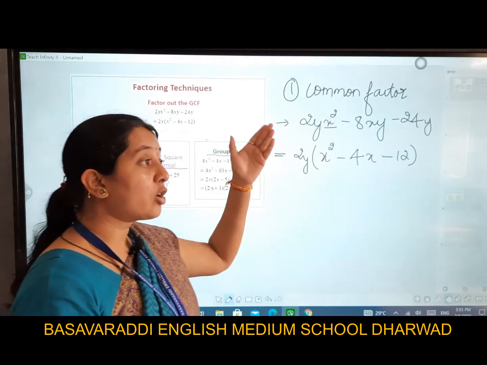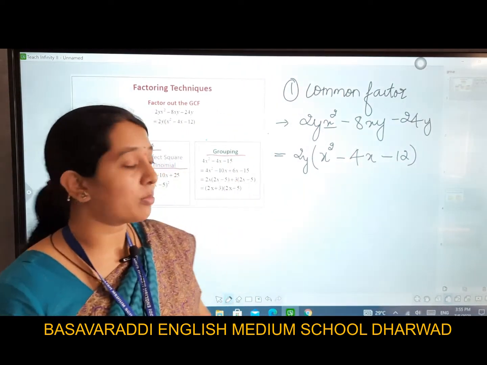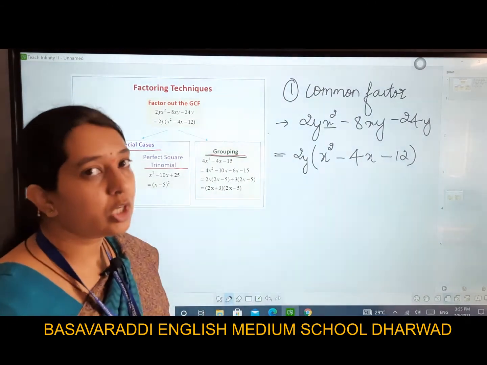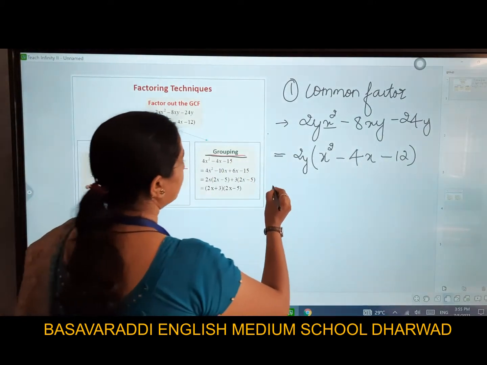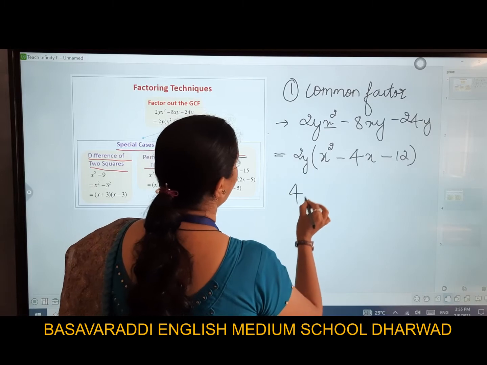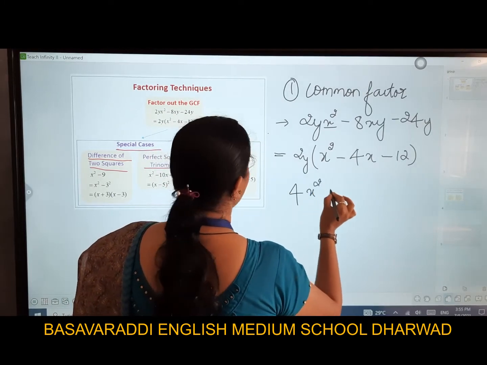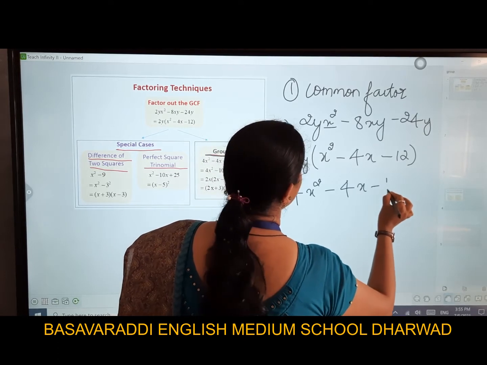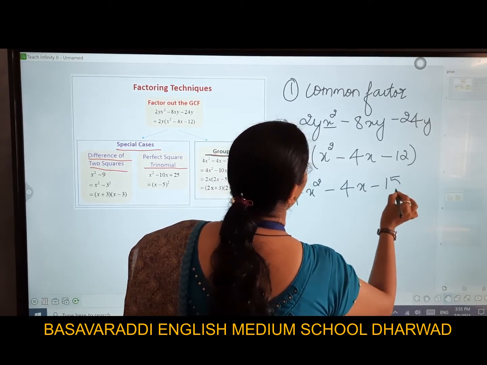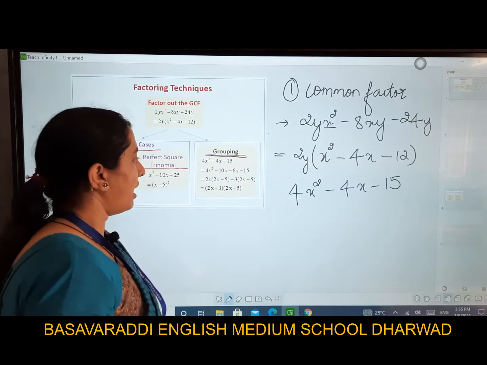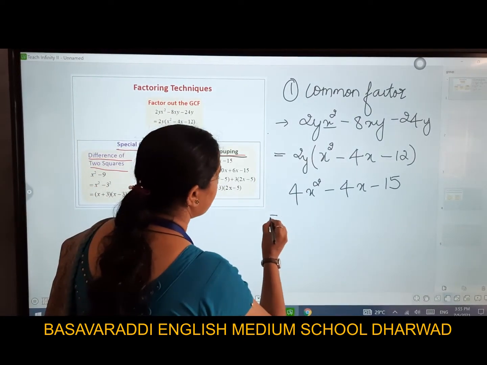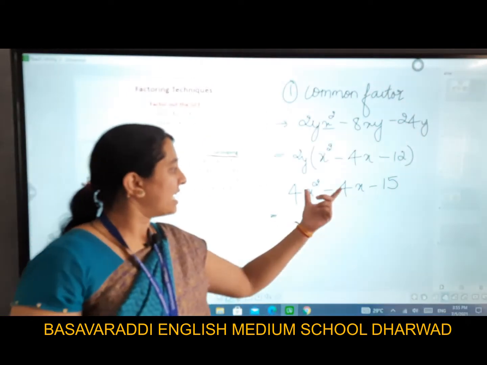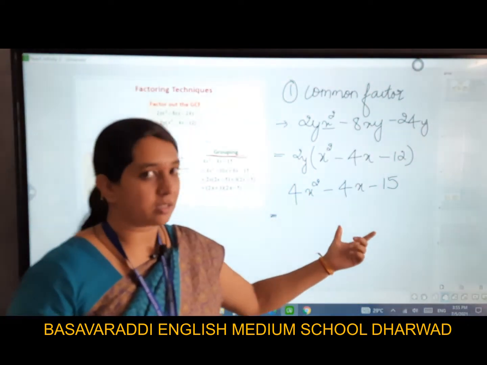Now again in the common factors, we have one more method. It is called as grouping. It is also called as what? Grouping. For example, we have here 4x square minus 4x minus 15. Okay, now grouping means we'll be actually splitting the middle term here.